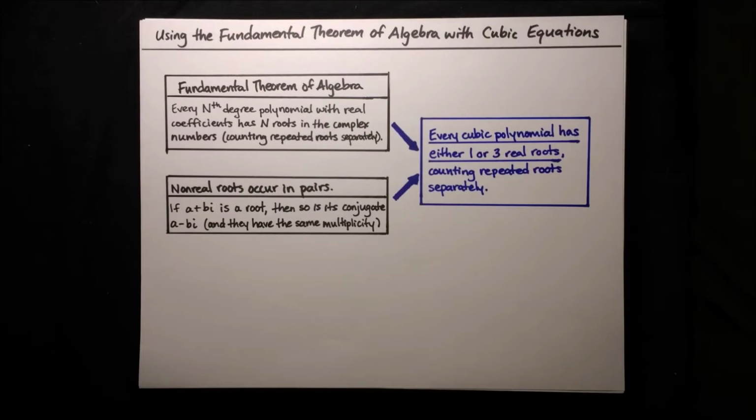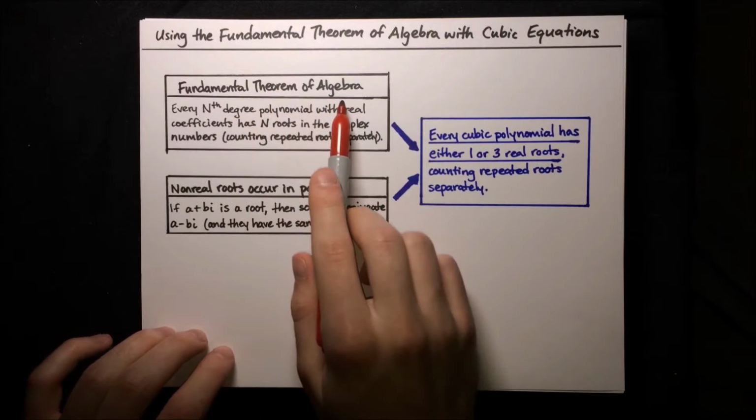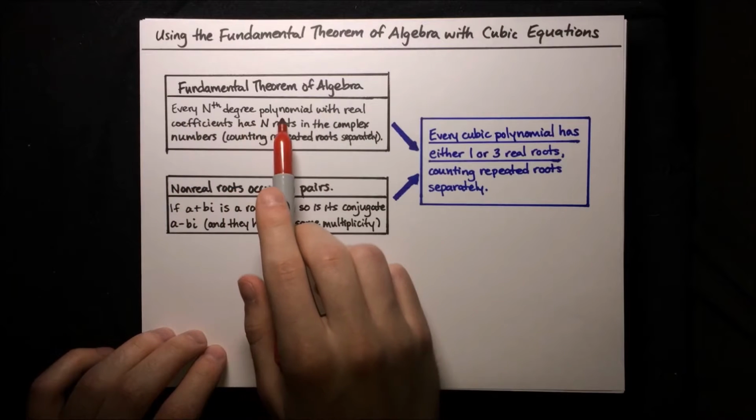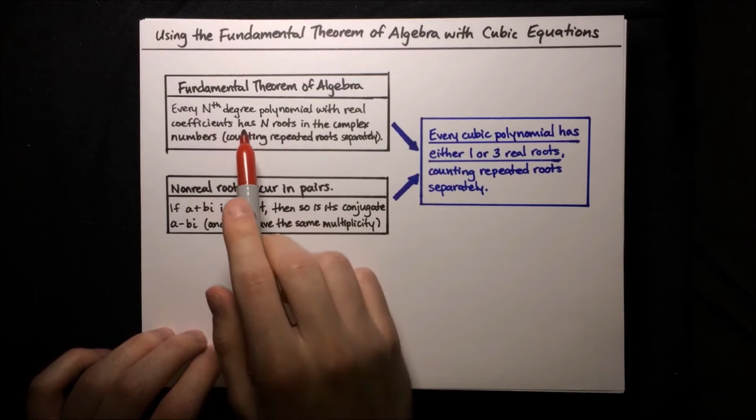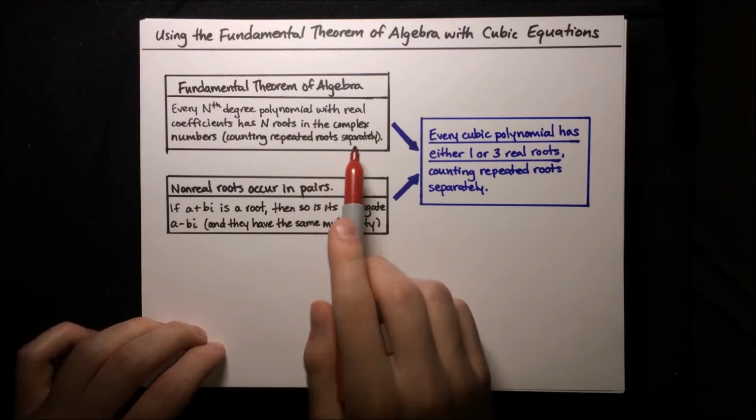In this video, I'm going to show you how to use the fundamental theorem of algebra with cubic equations. So let's start with a refresher of the fundamental theorem of algebra. It just says that every nth degree polynomial with real coefficients has n roots in the complex numbers, if we're counting repeated roots separately.